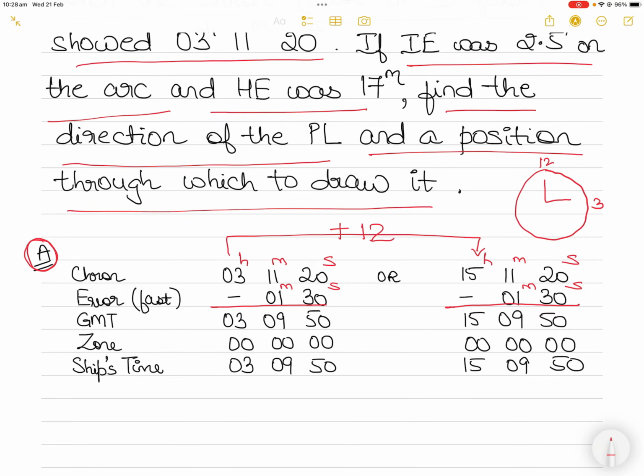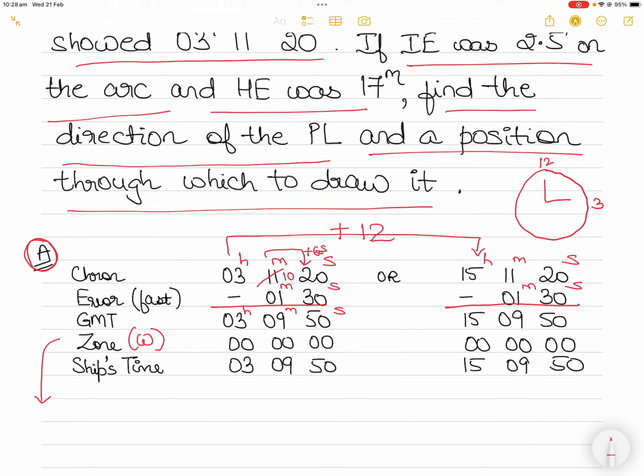So 3 hours 11 minutes 20 seconds minus 1 minute 30 seconds gives you 3 hours 9 minutes 50 seconds. Again, it's self-explanatory. You can borrow 60 seconds from here, making it 80 minus 30 is 50, and then this becomes 10 because you borrowed one whole minute to the second column. Or you can just put these values in the calculator and you will get the answer, whatever works for you. Then we have the zone. The zone depends on, of course, the longitude, and I round it off.